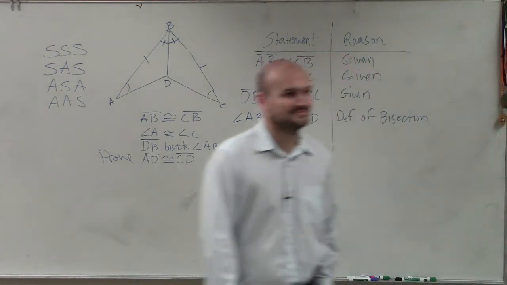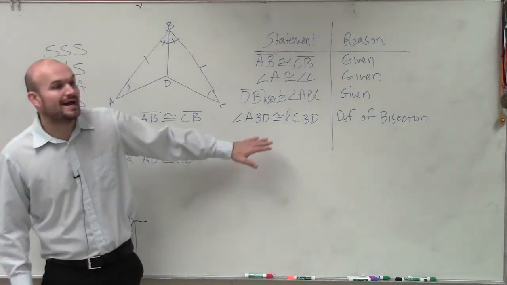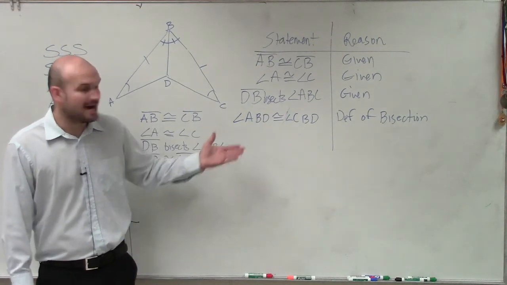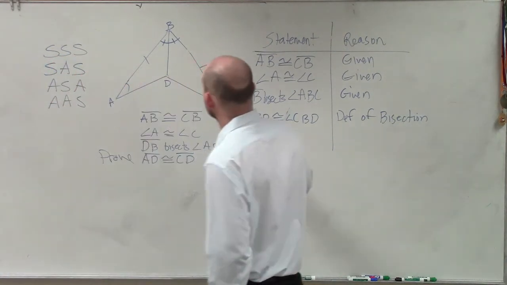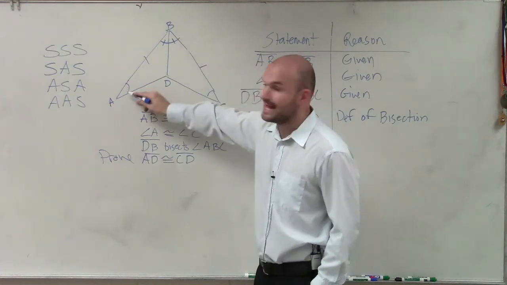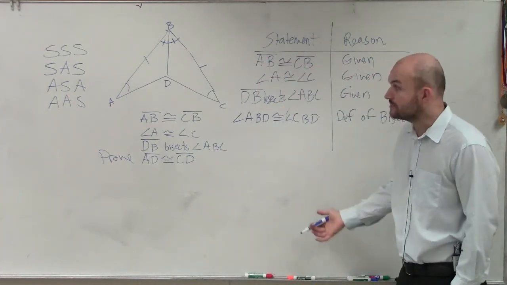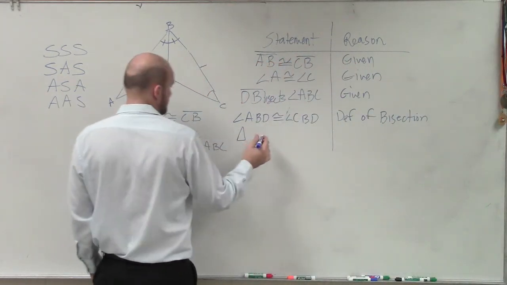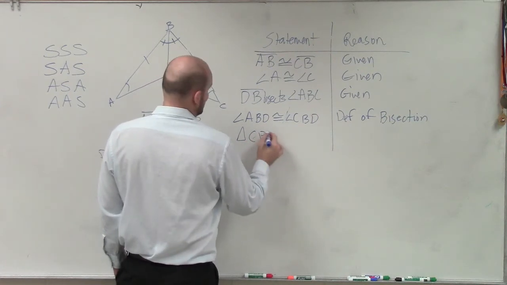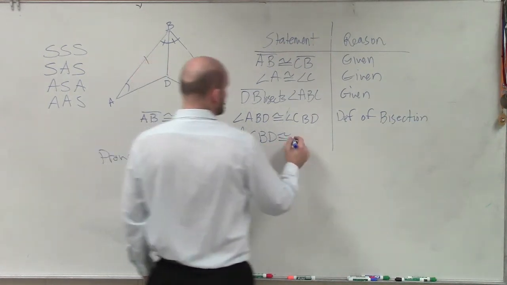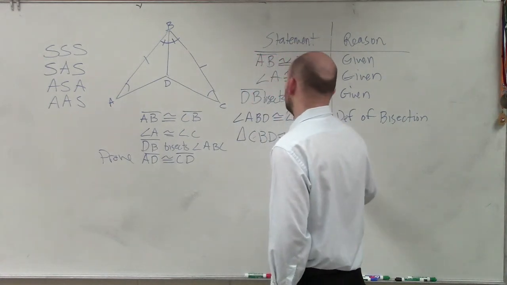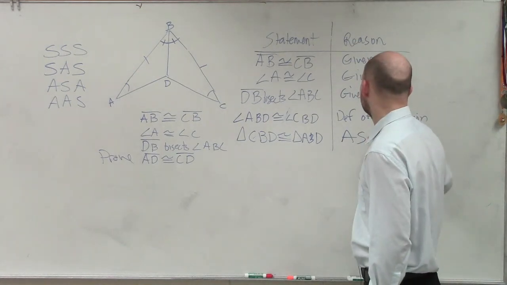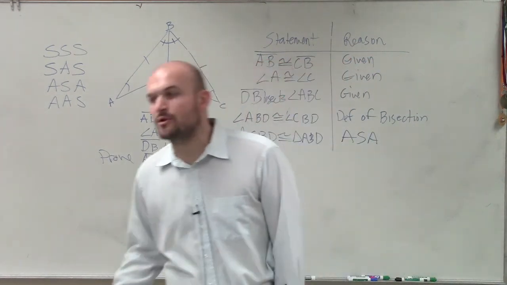So now we have these two triangles. When we look at this, we can see we have angle, side, angle. Angle, side, angle. So now that is one of our congruence statements. So now I can say that triangle CBD is congruent to triangle ABD. Why are those congruent? Because of angle, side, angle.